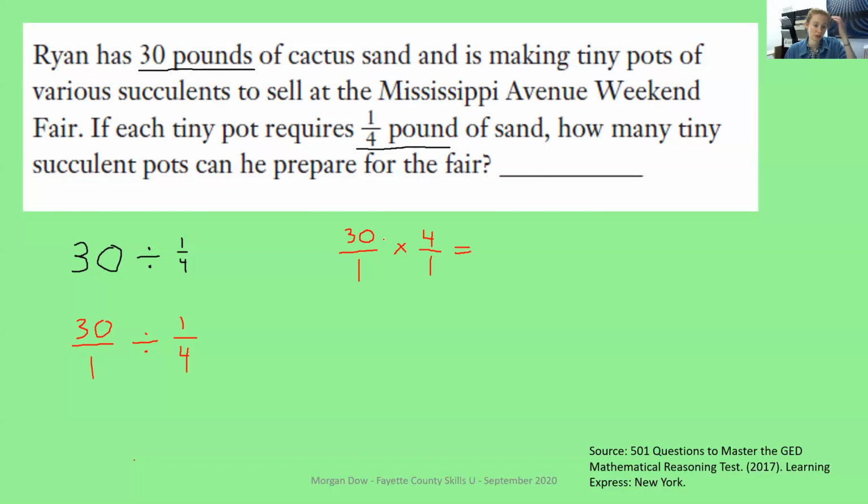Multiply straight across. 30 times 4 is 120. 1 times 1 is 1. So this fraction will simplify to 120. So if he starts off with 30 pounds of sand, each pot needs a 1/4 pound, he can make 120 pots with that 30 pounds of sand.